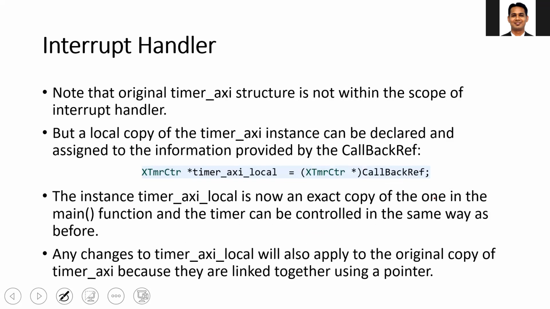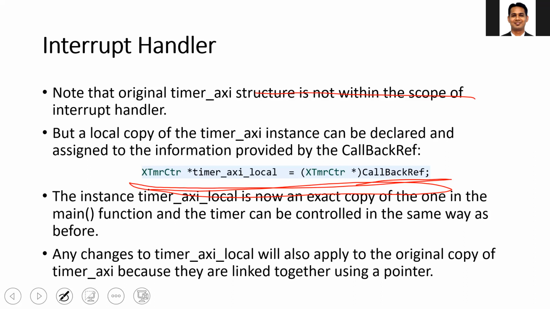Okay. So the original timer structure is not within the scope of the interrupt handler. That's why you need a local version. By using this callback reference, you can create your local structure of the timer. Now you can see that this local structure and your original structure in the main are exactly the same. They are pointing to the same IP. So whatever changes you make using this local structure will also be applicable to the original structure.